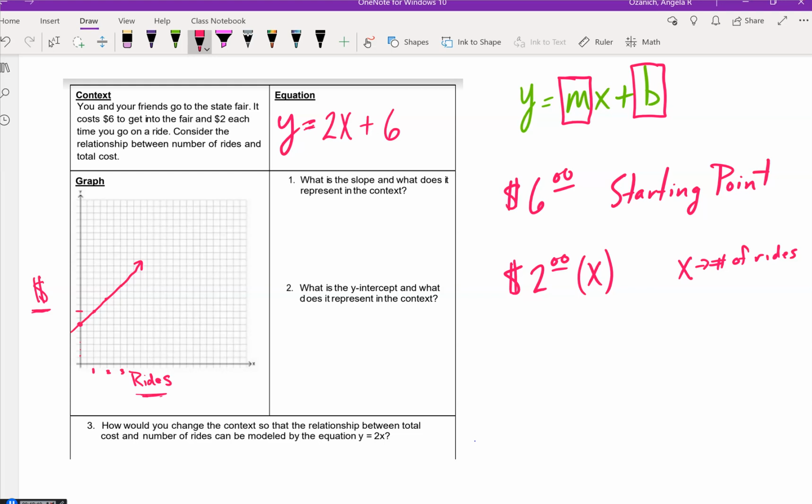Okay, so the slope represents the cost per ride, right? It's the amount of money, $2 per 1 ride, right? There's your slope. What does the y-intercept represent? Oh, it represented that $6 fee that we got in on, right? That y-intercept represents the $6 for admission.